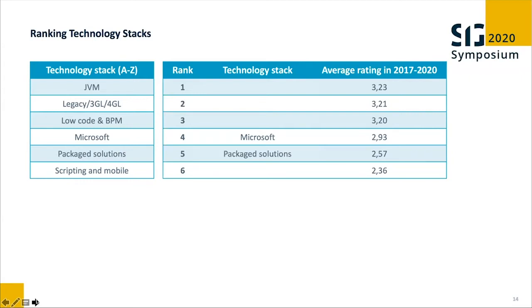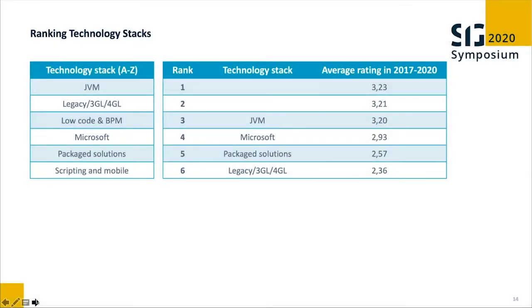Then under that is the package solutions, which are often non-ideal parts of software because they're built against the platform. And finally, of course, this is probably not a surprise to anybody, legacy systems sit at getting close to 2 stars overall. But at number 3, we see JVM, Java-based applications. Number 2 is scripting and mobile.